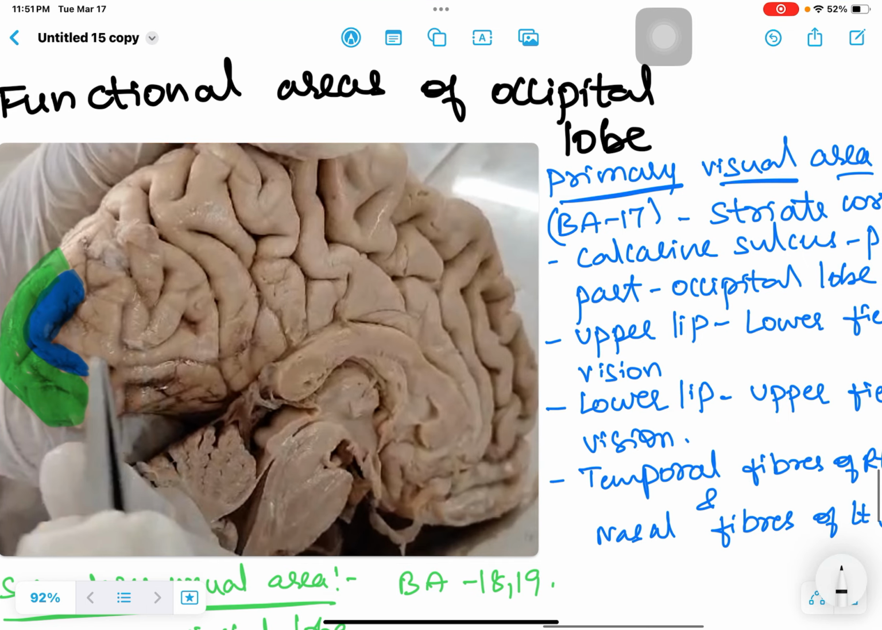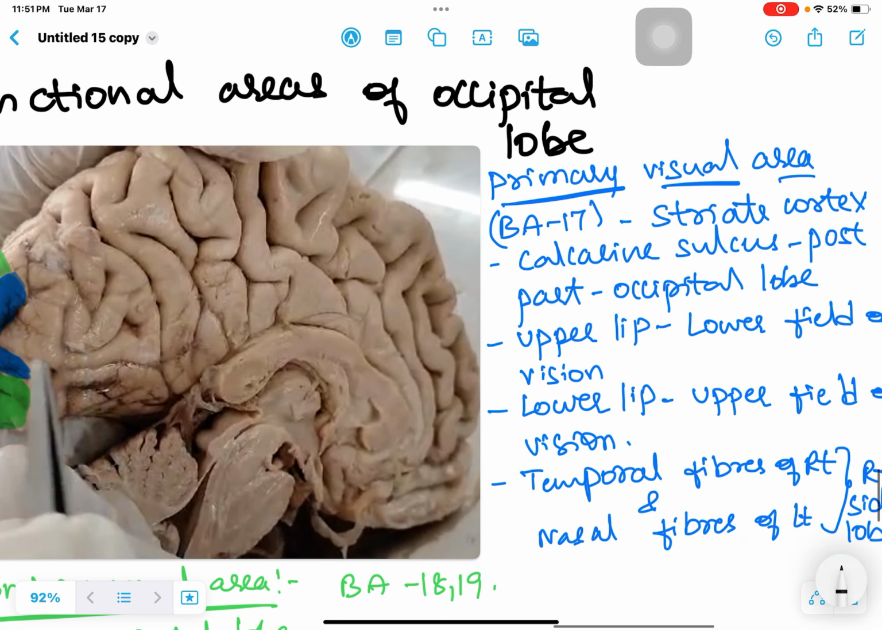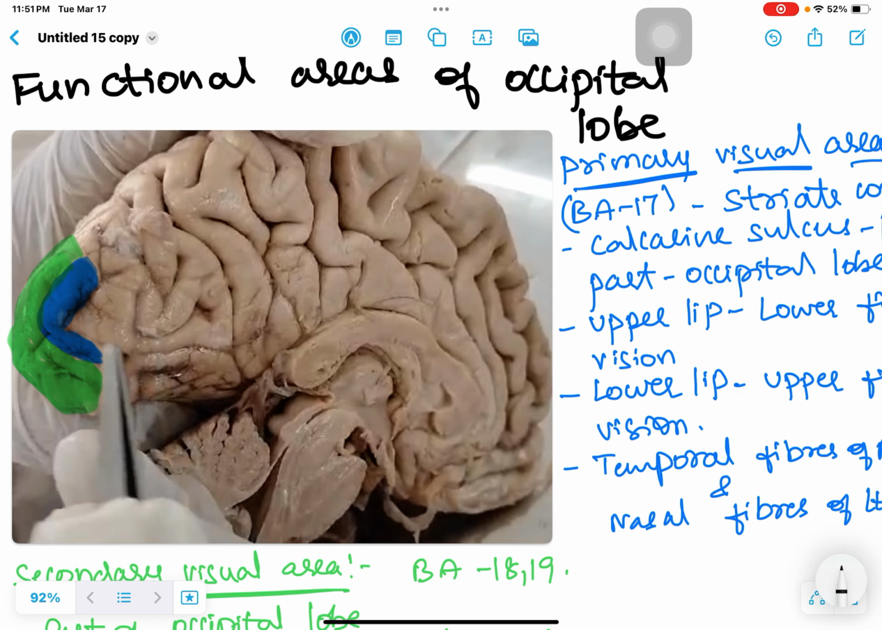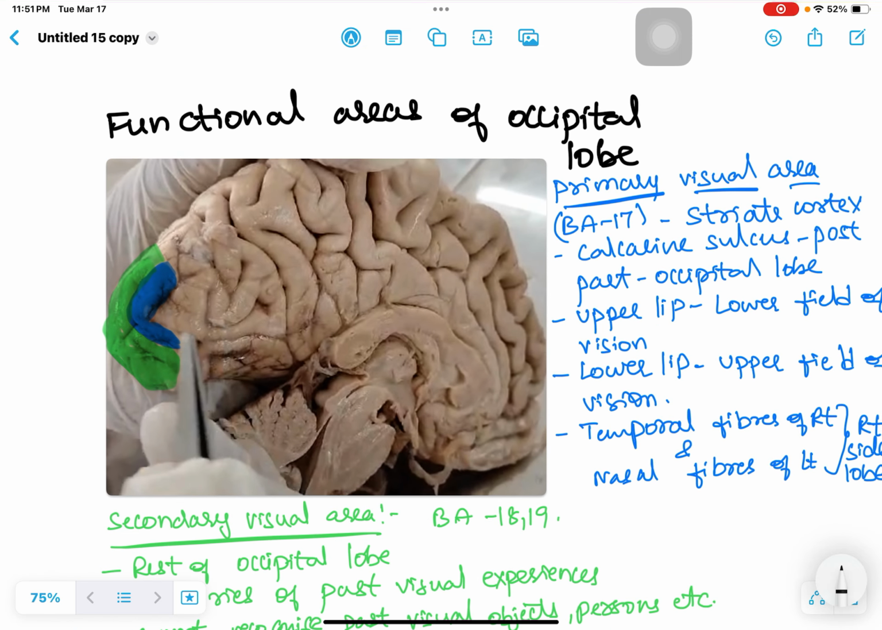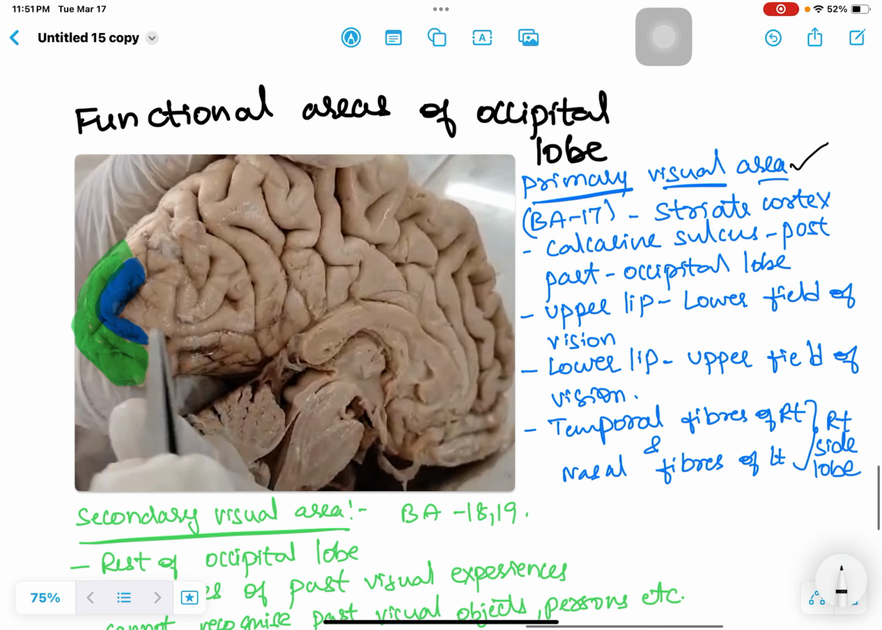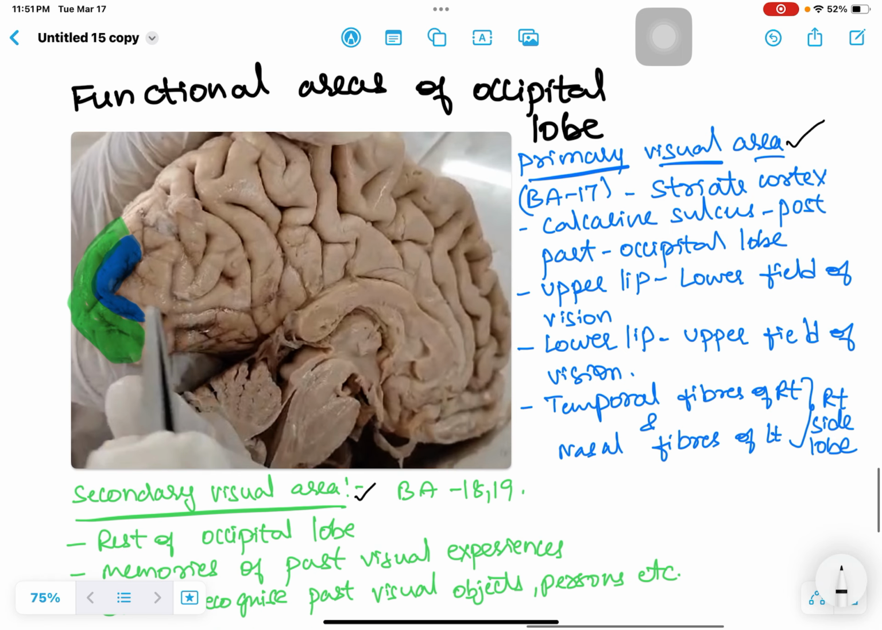Next comes the functional areas of the occipital lobe. So this occipital lobe has two functional areas similar to the auditory area. One is the primary area for vision, seeing the object. Secondary area to remember the past visual experiences. So the primary area is present around the calcarine sulcus, around the posterior part of the calcarine sulcus. This is the calcarine sulcus. So the posterior part extends onto the occipital lobe.